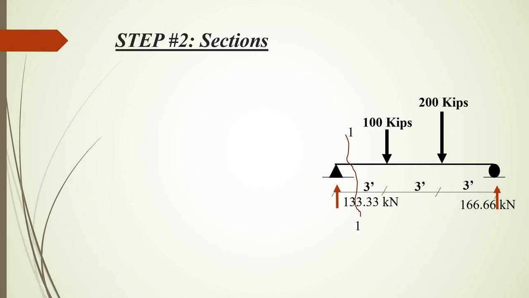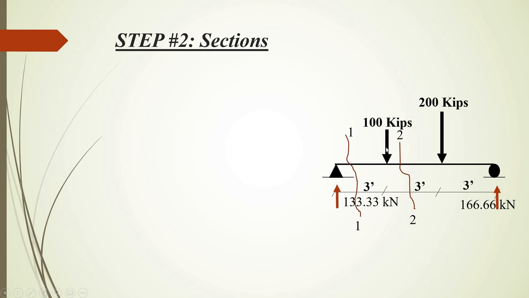The second section would be, since the first section was before this 100 kips force, the second one would be after this force. Some of you might be wondering why I haven't cut a section before this force. That is because we don't have any span before this force. Had there been any span before this force, we would have cut a section before this.